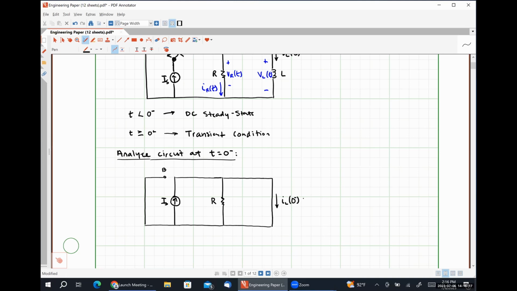Would we do something like nodal analysis? Nodal analysis is complete and utter overkill here. I don't want us to do any analysis whatsoever. I firmly believe that we can just look at this circuit with our current level of circuits knowledge and figure out what's going on. So I have a resistor in parallel with a short circuit. What does that mean?